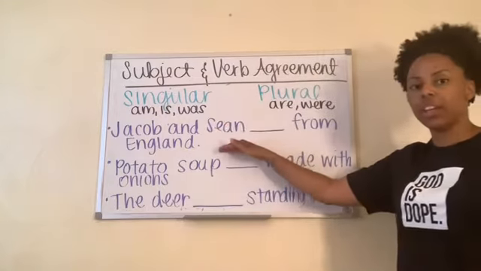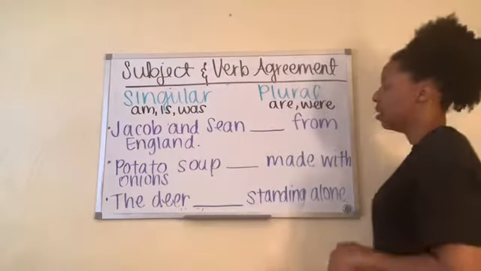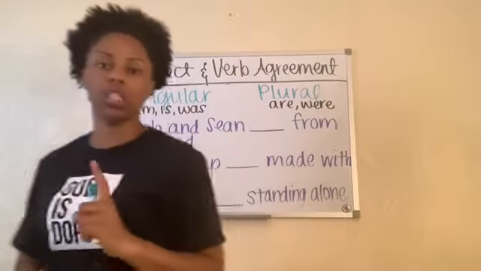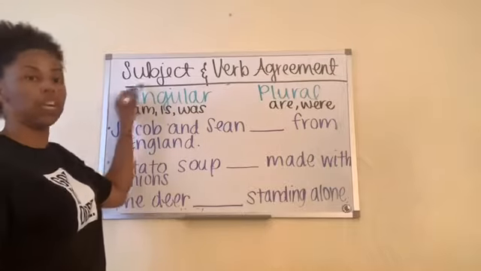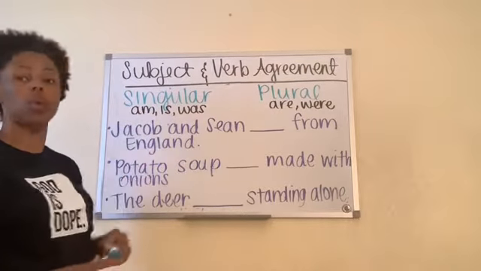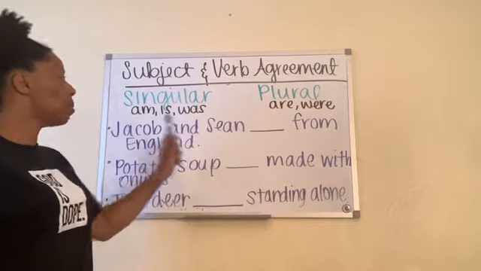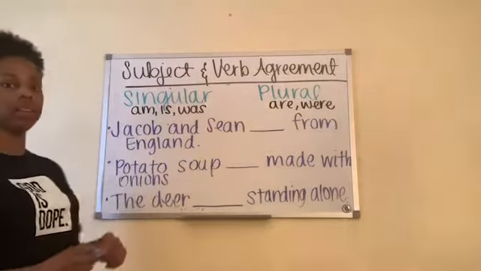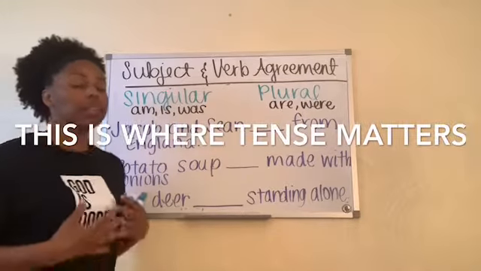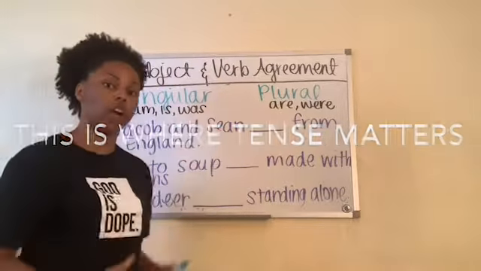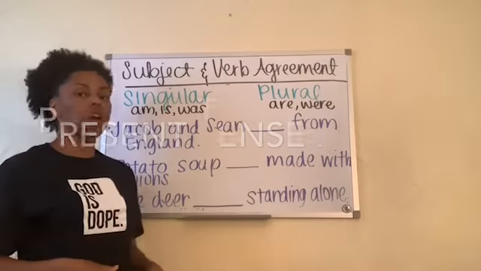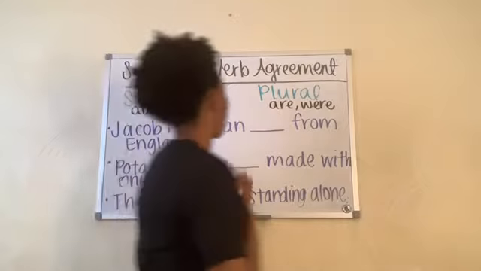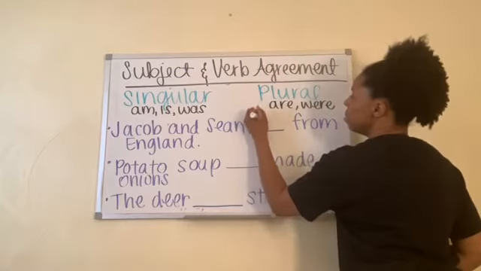Now let's take that down here and translate it to these three sentences. We have Jacob and Sean. So since we have more than one item in our subject, we're going to skip over from singular. So we know not to use am, is, or was. So it means Jacob and Sean is either going to be are or were from England. And either one of these could work depending on your paragraph and what you're talking about. So if we were talking about it in the present tense, we would say Jacob and Sean are from England.